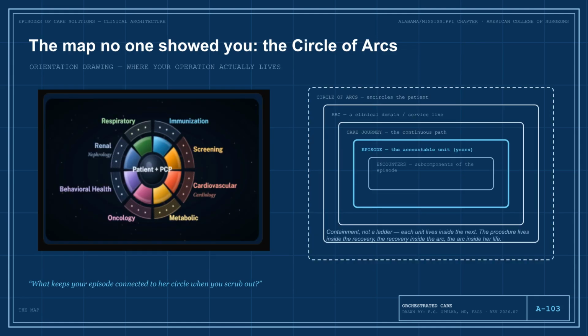This is the map of the circle of arcs, a digital system where each arc links to detailed, aggregated knowledge at one click. The patient is at the center, surrounded by clinical domains. Your operation, along with its 20 associated services, forms one accountable episode within this system. Every unit lives inside the next, the procedure in the recovery, the recovery in the arc, and the arc in the patient's life. What keeps your episode connected after you scrub out?